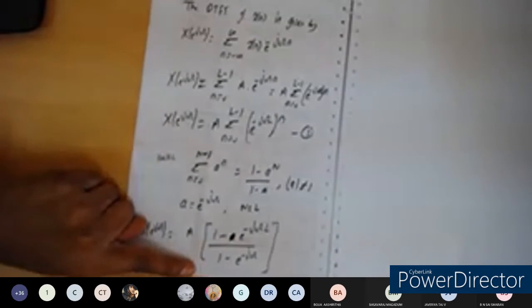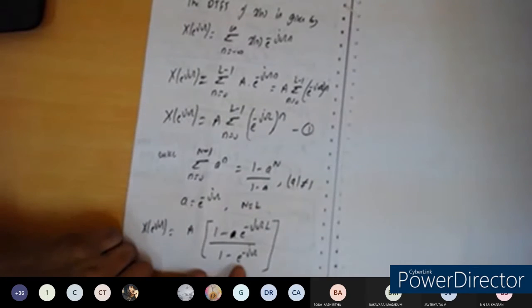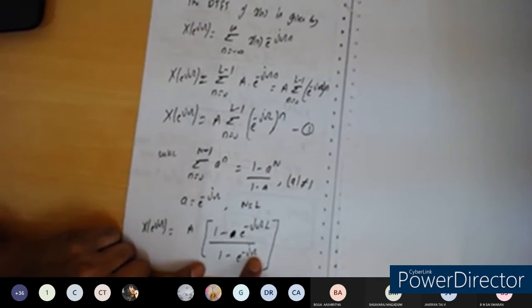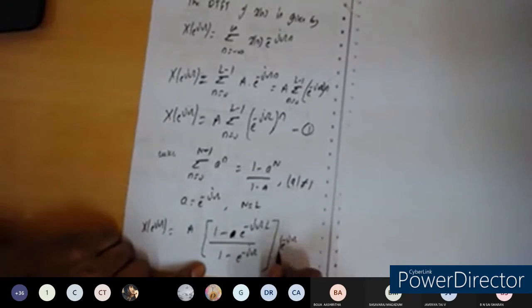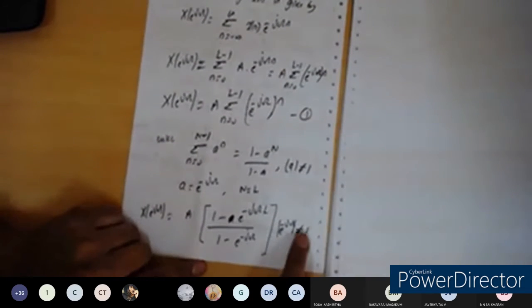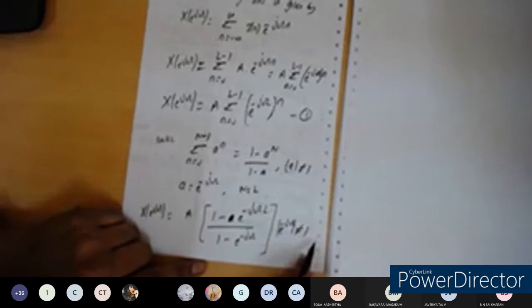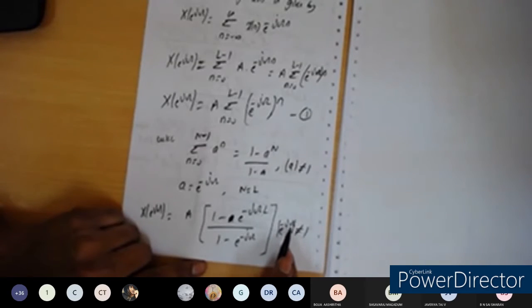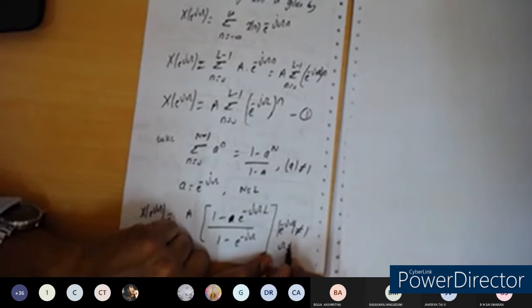Provided e to the power of minus j omega should not be equal to 1 as per this condition. So when will e to the power of minus j omega become equal to 1? The variable quantity is omega here. At what value of omega will this become equal to 1? 0, sir. Very good, excellent. So omega should not be equal to 0.